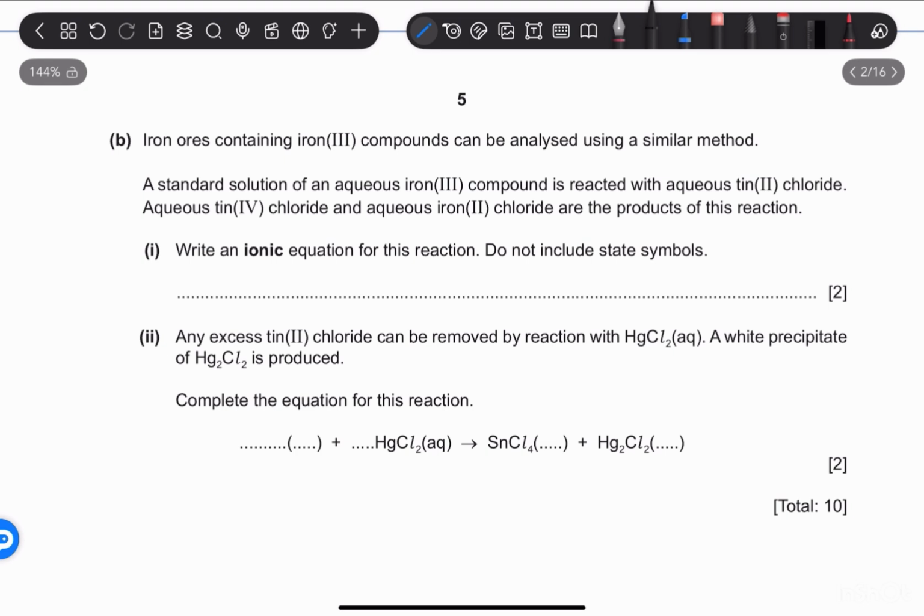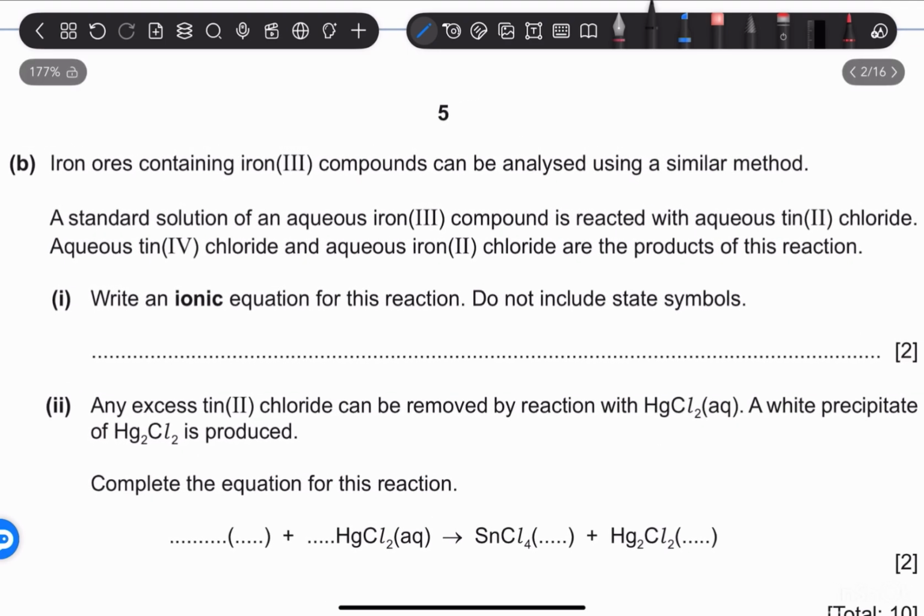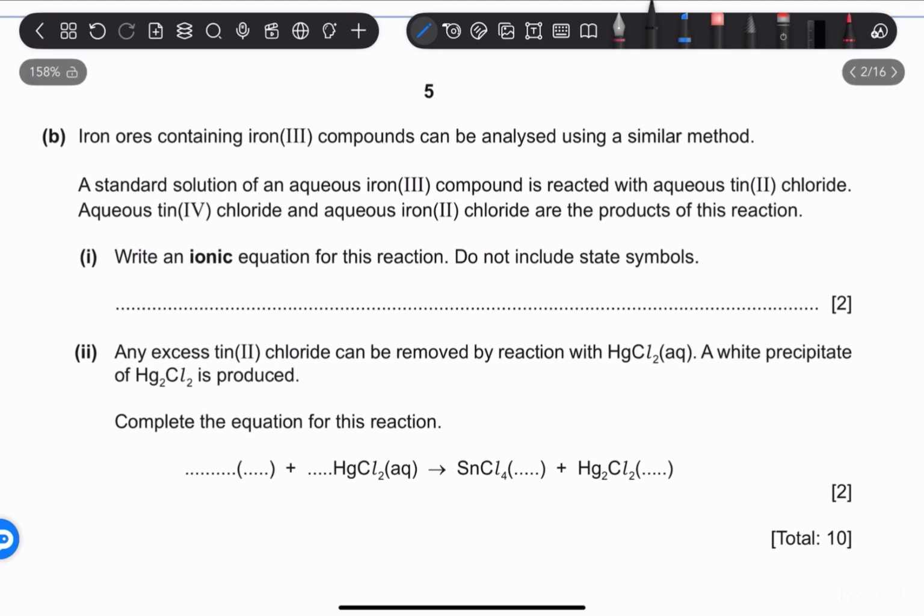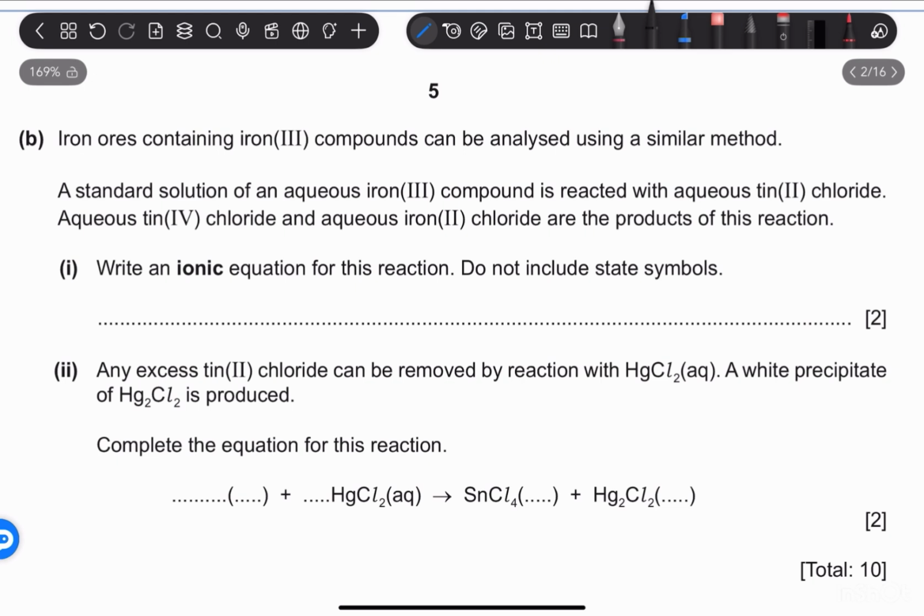We have an ionic equation part and some other stuff. Iron ores can be analyzed using a similar method. A standard solution of an aqueous iron 3 compound is reacted with aqueous tin 2 chloride. Aqueous tin 4 chloride and aqueous iron 2 chloride are the products of this reaction. We're supposed to write an ionic equation and no state symbols.